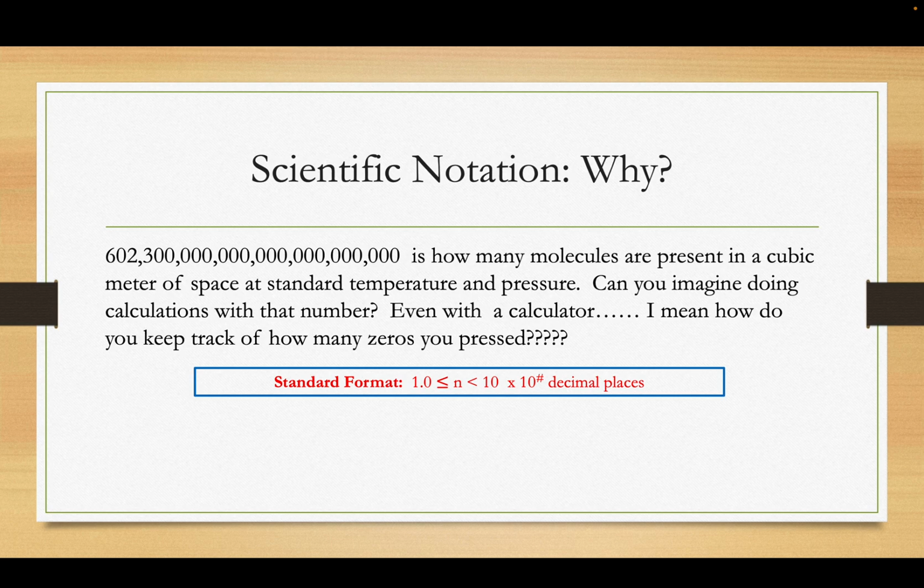Now, the standard format for scientific notation is a number between 1 and 10. It can equal 1. It cannot equal 10. It must be less than 10. Times 10 to the n, where n is the number of decimal places that we're dealing with.